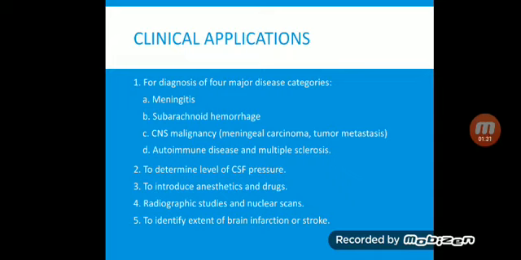CSF is also used to determine the level of CSF pressure, introduce anesthetic and drugs, for radiographic studies and nuclear scans, and lastly, CSF is used to identify the extent of brain infarctions or stroke.